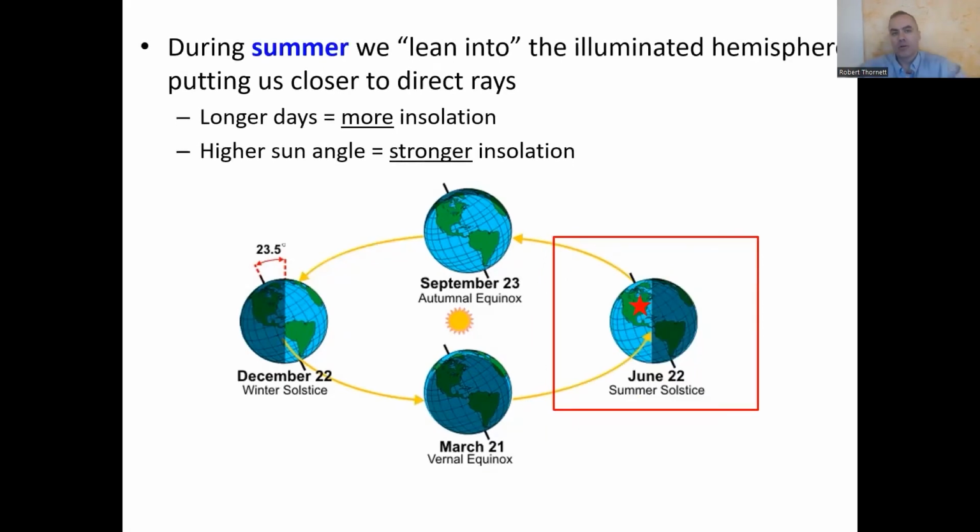So let's look closer at summer. What exactly happens and changes during the summer when we lean in to that sun? Well, a series of byproducts come from that. One is that when you lean into the sun, and I put a star here where Virginia is, it makes your days longer. Because if you remember, we said that the Earth rotates from west to east, right?